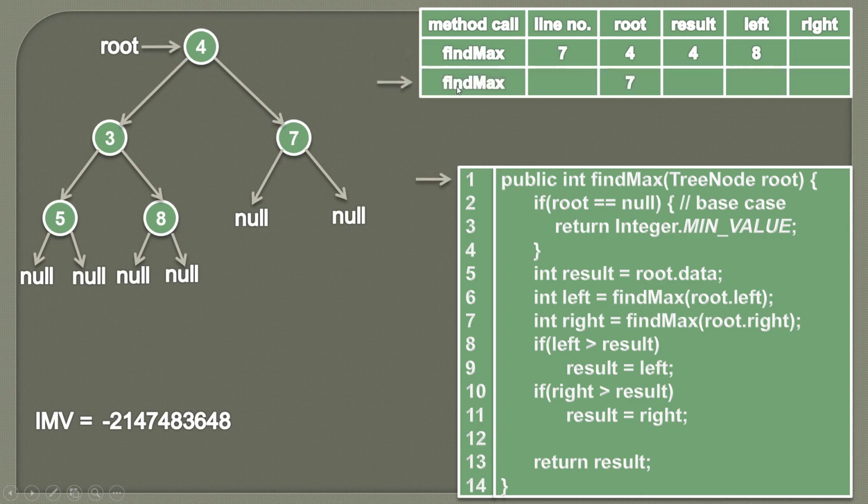There will be one more findMax method call, with root pointing to 7, because we left from line number 7, passing in root's right value. So root was 4 and its right value is 7. So 7 will be our new root for this findMax method. And friends, similarly, we will apply this algorithm recursively on this node now.